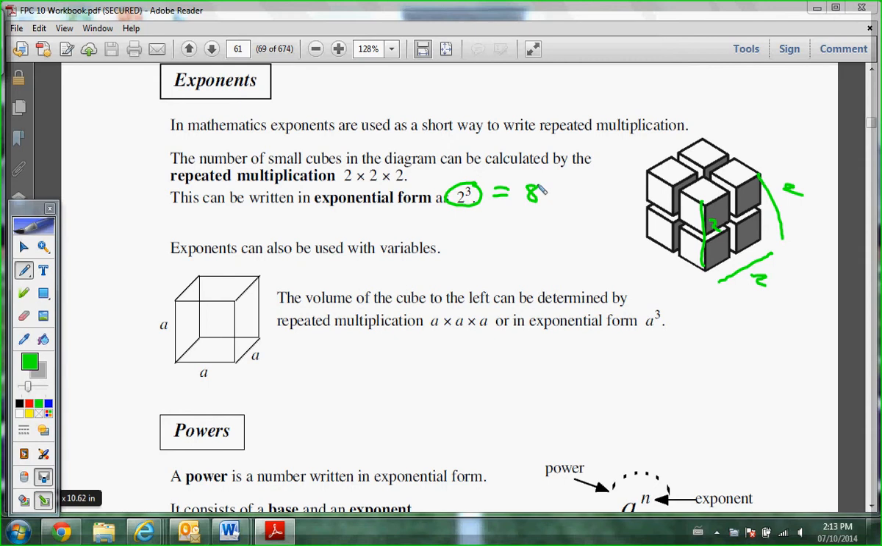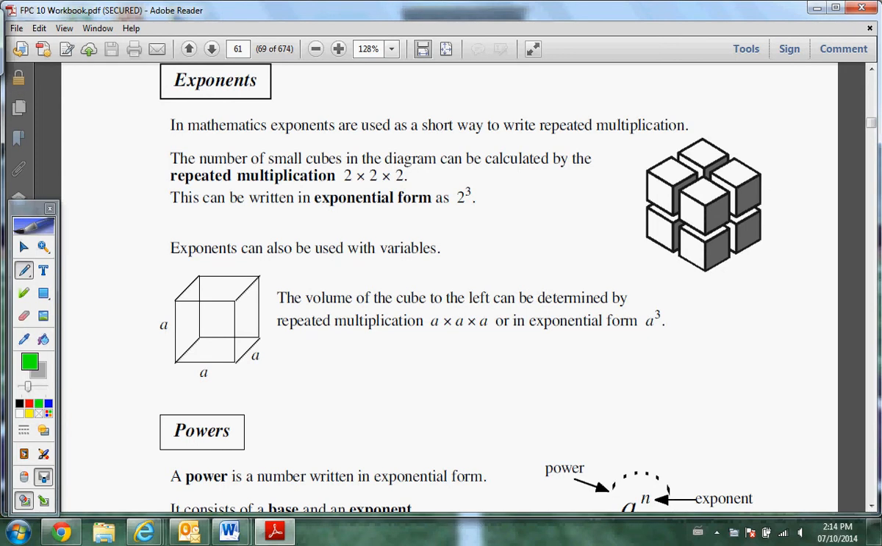Same thing here. Exponents can also be used with variables. If we don't know what a is, we can represent this still as a cubed, the volume of this cube right here. Variables can have the same properties. Questions so far? We're just reviewing, hopefully.